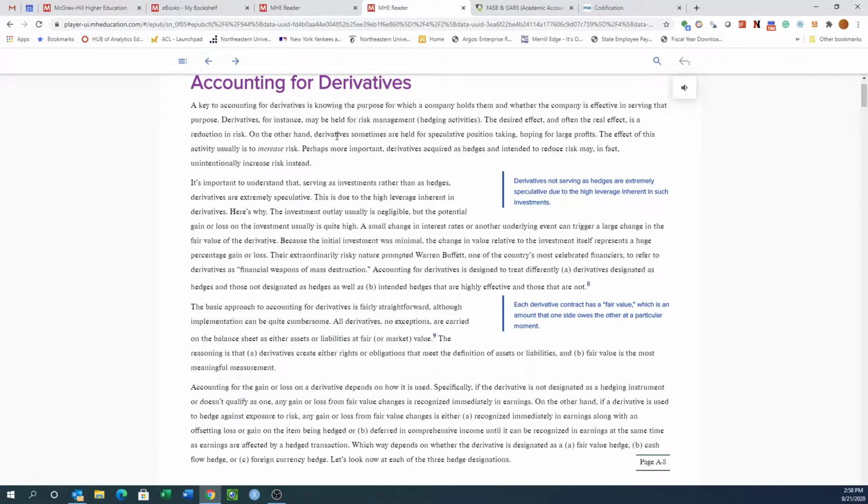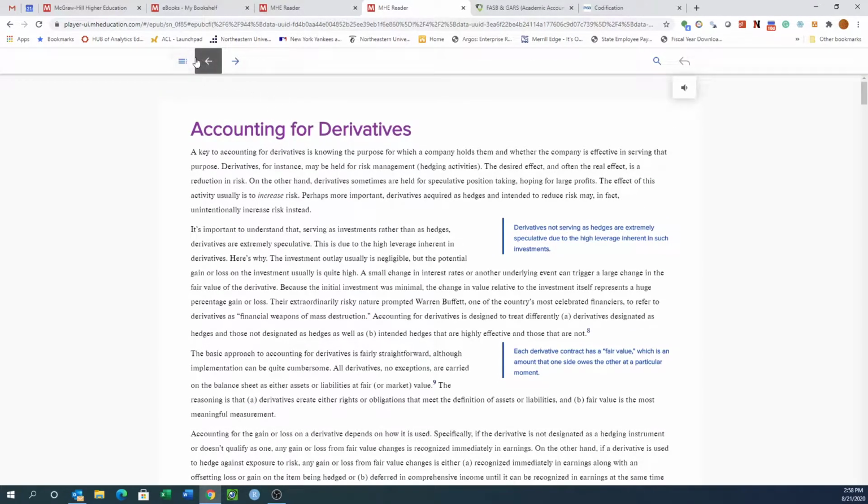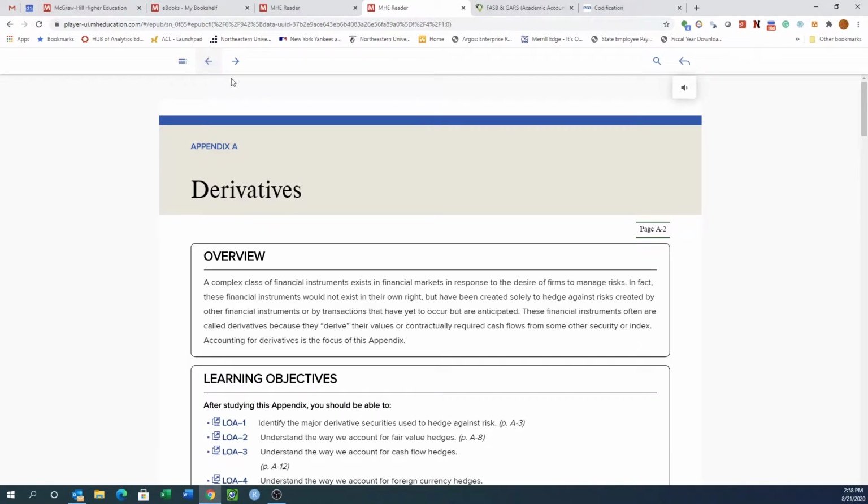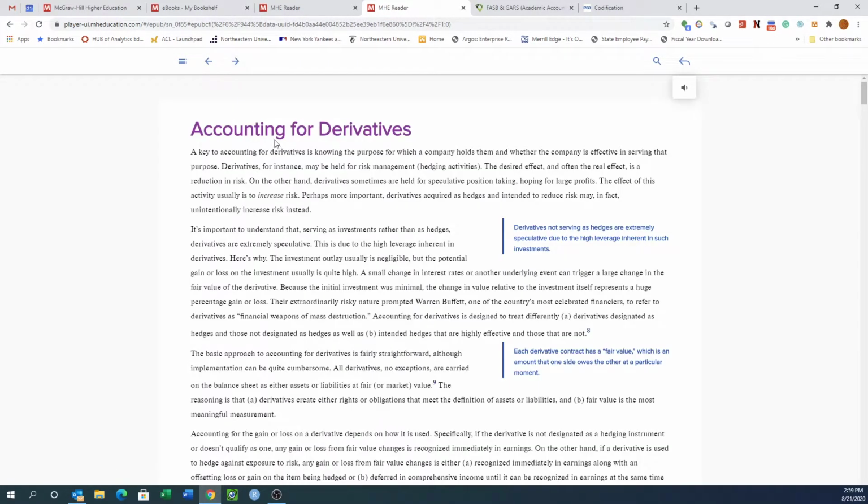And this is one of the reasons why, and you'll get this as you go through the semester with me, I'm not a big fan of textbooks. So accounting for derivatives, this is the beginning of the appendices, right? This is the very beginning. This is Appendix A, Accounting for derivatives. They tell you how to account for derivatives.